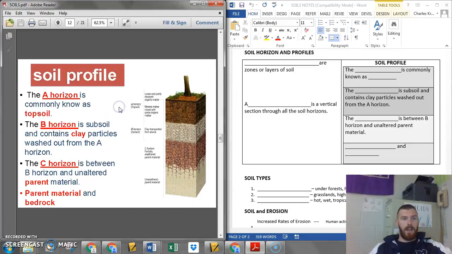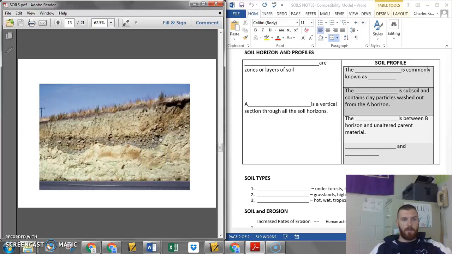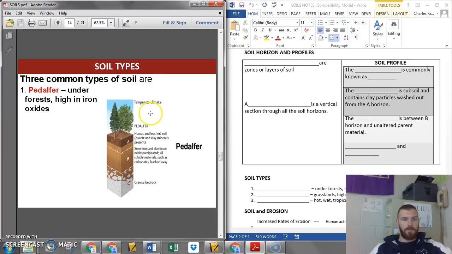Okay, Horizon A is commonly known as the topsoil, or right here. Horizon B is a subsoil and contains clay particles washed out from Horizon A. C is between the B horizon and the unaltered parent material, and then the parent material or bedrock is the lowest soil here. You can see a soil profile through all of these in this picture.